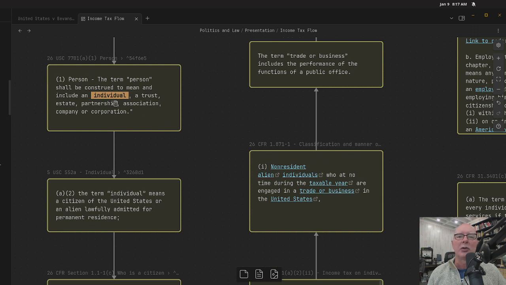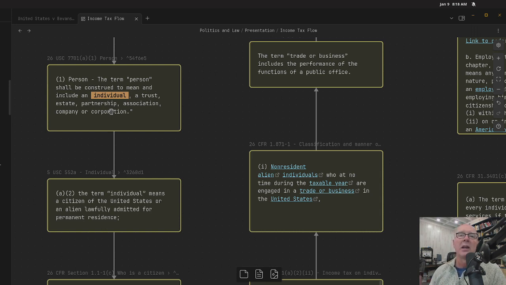Now, individual is a secret word that only the IRS can understand, and so they don't actually define it inside of Title 26. We could assume that an individual is actually a person, is actually me, the physical me. We could assume that, but I don't think it would be very safe to assume anything with respect to these people because they've provided all these definitions for everything.